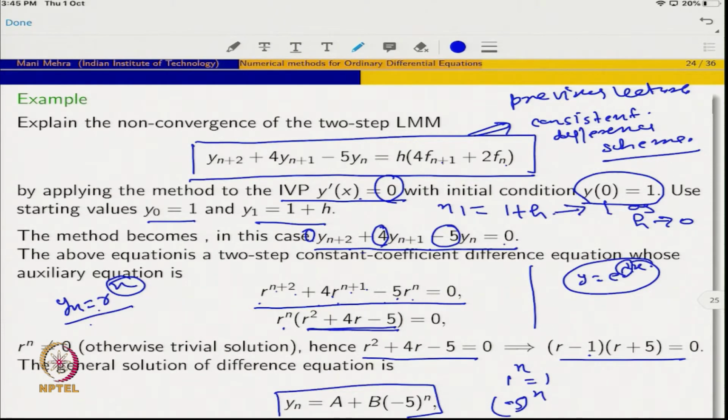So finally, I can call it the general solution because it is a homogeneous difference equation. Otherwise, I would have added a particular solution to the solution of the homogeneous equation, the same way we were doing for differential equations. So this is the general solution of the difference equation, where a and b are arbitrary constants.